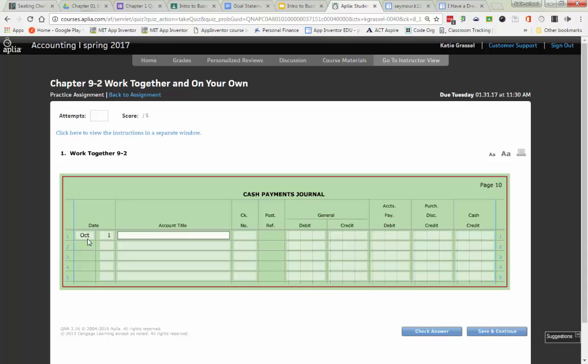Clayton, what do you think is going to go in my account title? Utilities. I agree. So we're going to put in utilities expense. Now, check number, I'm only going to type 321. I do not need to put C in there. Okay.